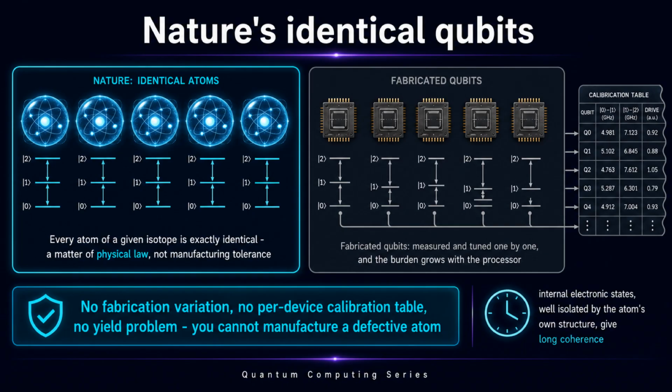Every atom of a given isotope is exactly identical to every other. Not similar to within manufacturing tolerance, but identical as a matter of physical law. Two ions of the same isotope have precisely the same energy levels and transition frequencies. There is no fabrication variation to characterize and no calibration table that grows with the processor. You cannot manufacture a defective atom. A fabricated qubit, by contrast, leaves the foundry with slightly different parameters and must be tuned individually.